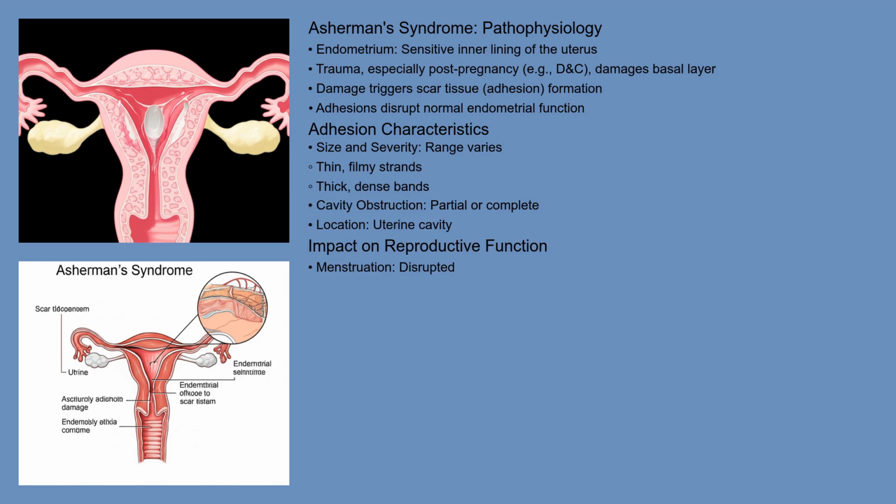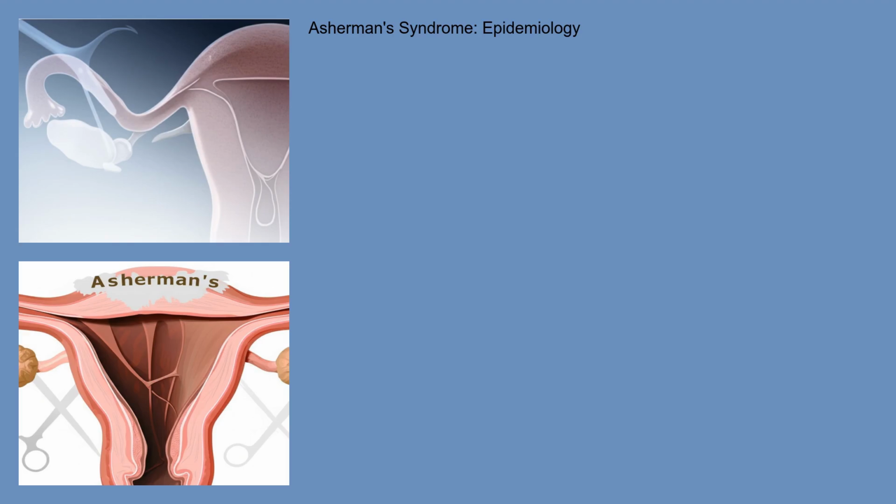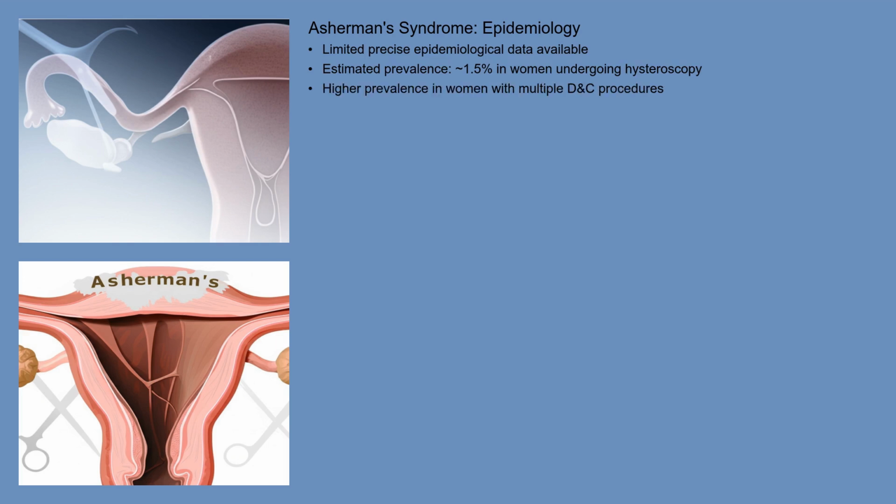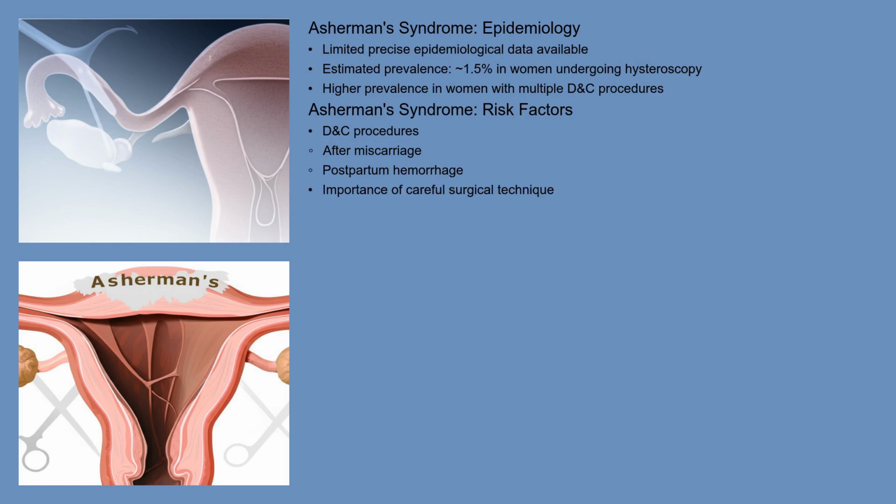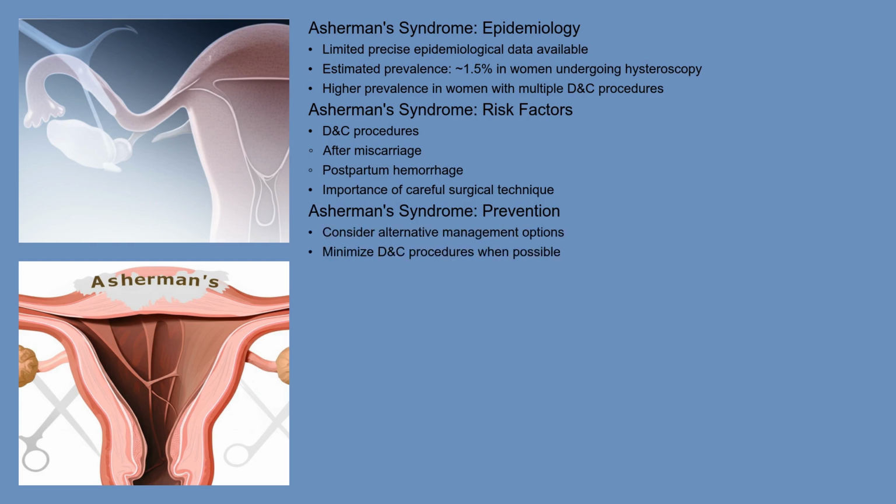The presence of these adhesions disrupts the normal endometrial function, affecting menstruation, implantation of a fertilized egg, and the overall ability to carry a pregnancy to term. While precise epidemiological data for Asherman syndrome is limited, it's estimated to occur in around 1.5% of women undergoing hysteroscopy, a procedure used to visualize the inside of the uterus. However, the prevalence is much higher in women who've undergone multiple D&C procedures, particularly after a miscarriage or postpartum hemorrhage. This highlights the importance of careful surgical technique and the consideration of alternative management options when appropriate.